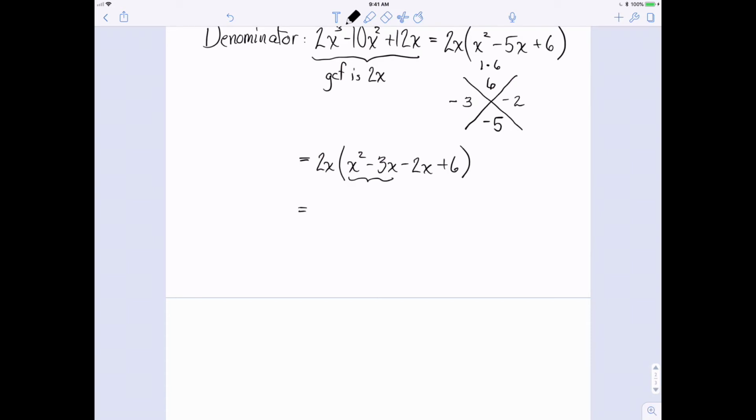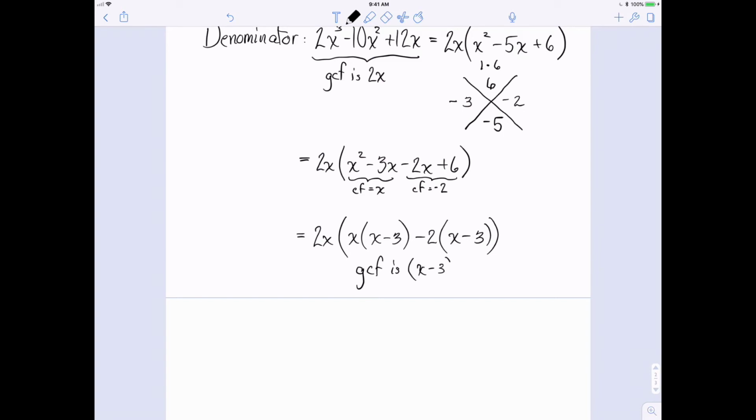Here I have a common factor of x, and in the second one I have a common factor of negative 2. Let's write this then. We have 2x, parenthesis, then x times x minus 3 minus 2. Oh, look at that. There's another greatest common factor, now x minus 3. So I take out the greatest common factor of x minus 3, and what's left in the parentheses is x minus 2.